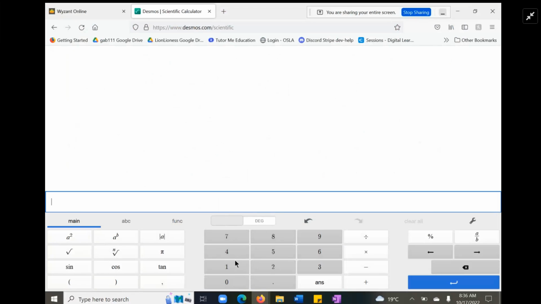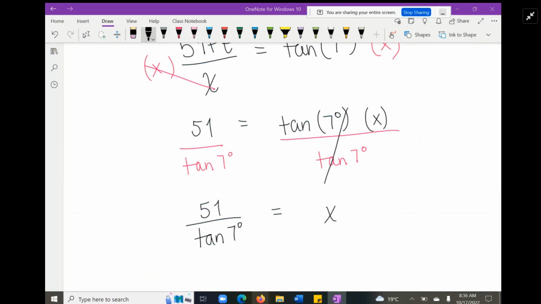So we want degrees, of course, because that's what's handed to us. You can totally use radians, but you would have to turn that degree value into radians. That's the only thing, okay? Same thing with calculators. And now we can go ahead and type this into that calculator.